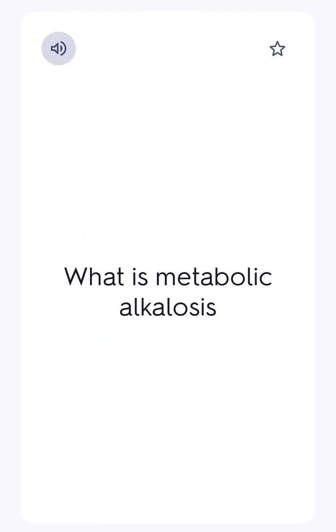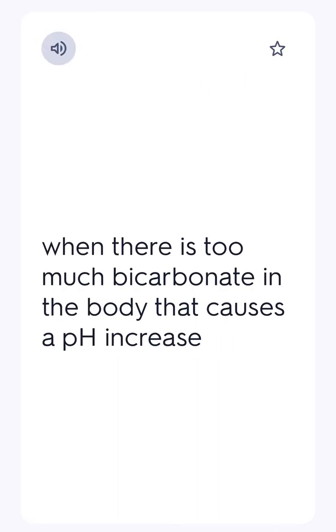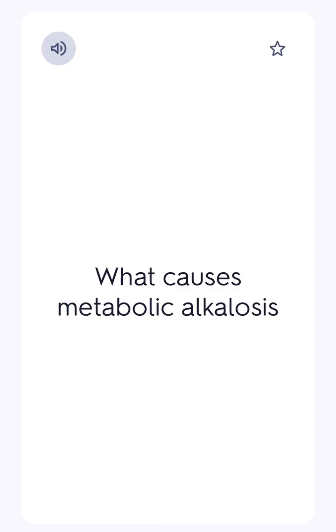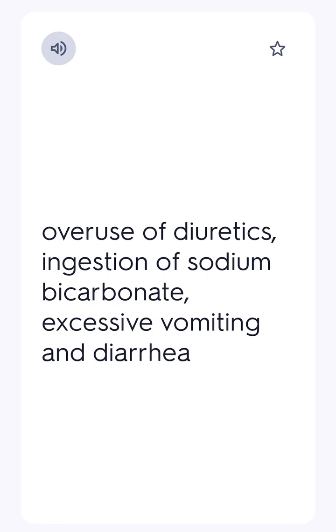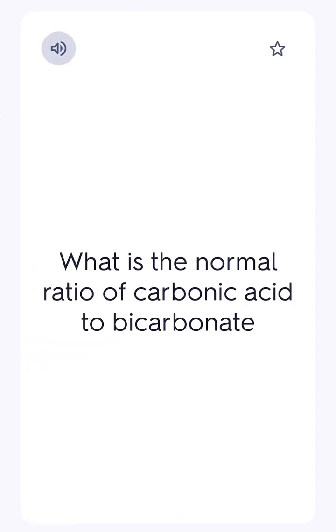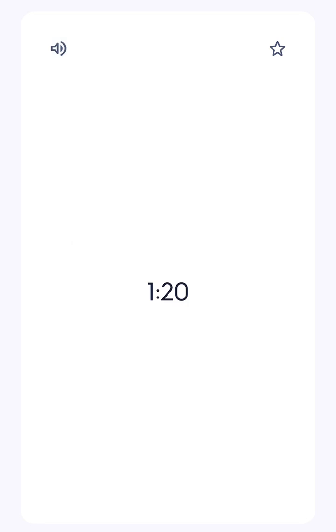What is metabolic alkalosis? When there is too much bicarbonate in the body that causes a pH increase. What causes metabolic alkalosis? Overuse of diuretics, ingestion of sodium bicarbonate, excessive vomiting and diarrhea. What is the normal ratio of carbonic acid to bicarbonate? 1:20.